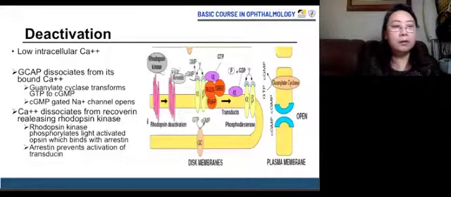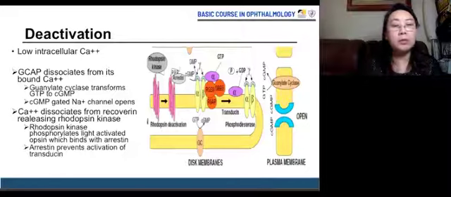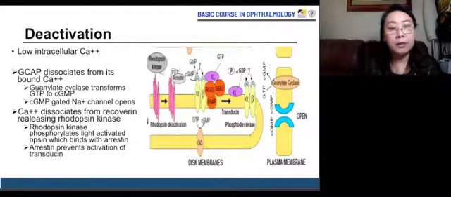In the deactivation phase, or the so-called recovery phase of the cycle, rhodopsin or photopsin kinase phosphorylates the light-activated opsin, which binds to arrestin and prevents activation of transducin and the subsequent steps of phototransduction. Hydrolysis of cyclic GMP is slowed down, allowing cyclic GMP channels to open. Thus, a new cycle of signaling can begin again.